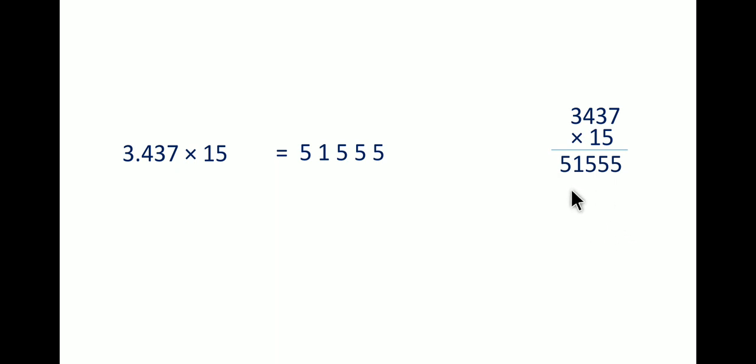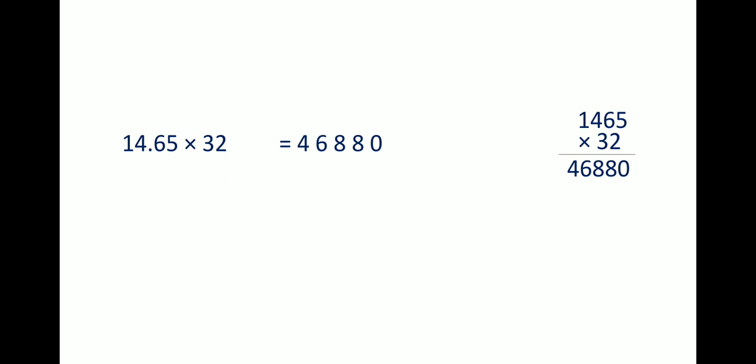So now you have written this number out here, and now you have to count the decimal places, that is the number of digits after the decimal. So here there are 3 digits after the decimal. So counting from the right side, we will count 3 digits, 1, 2 and 3. That means the decimal point is going to be at this point. So 51.555 is the required answer.